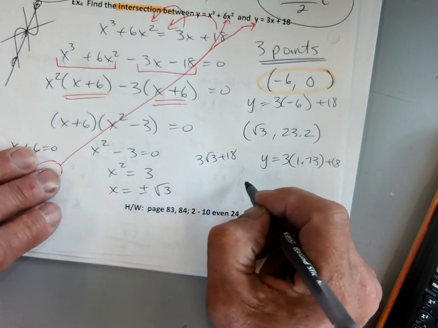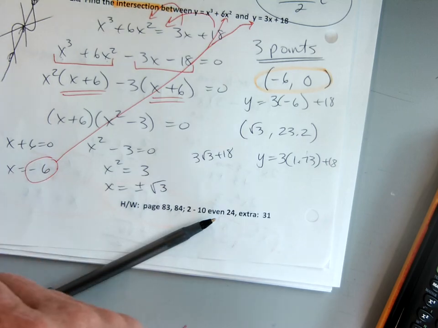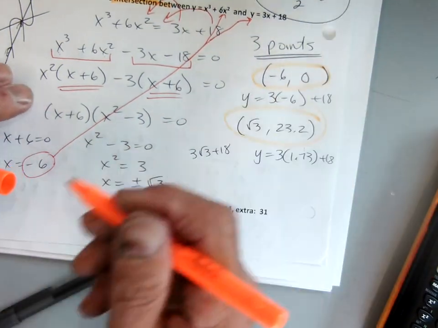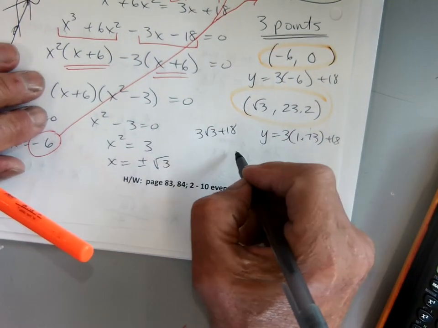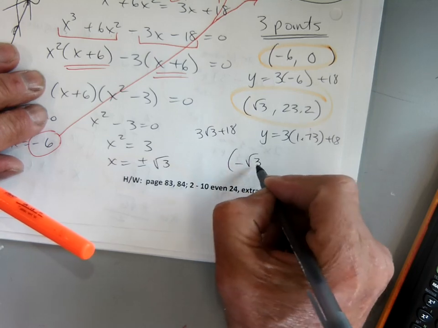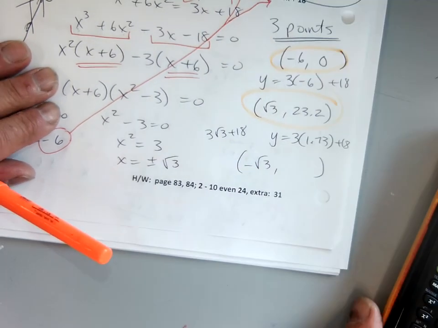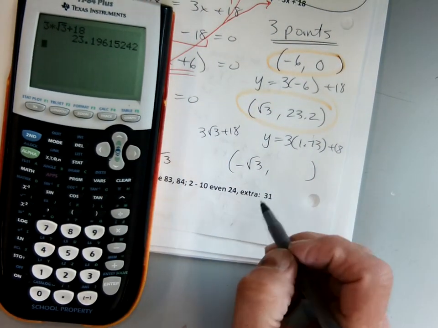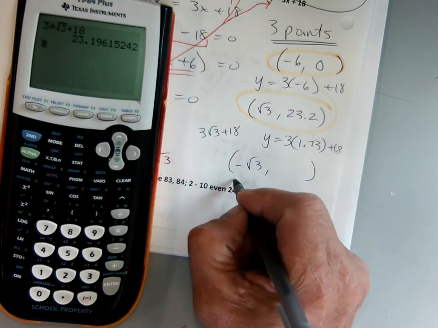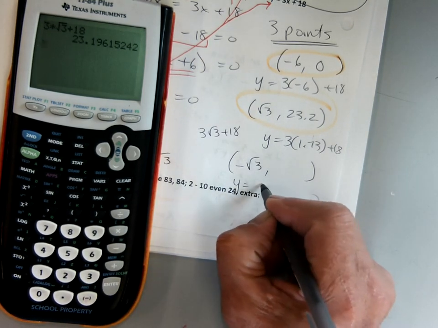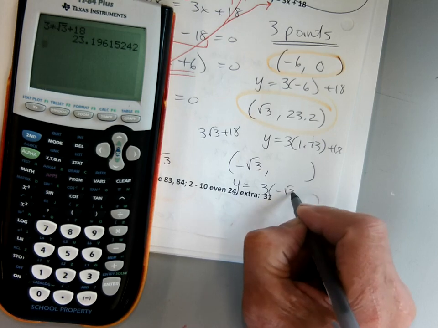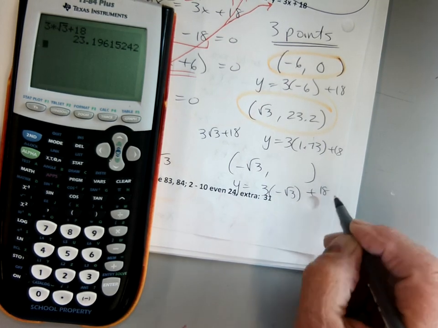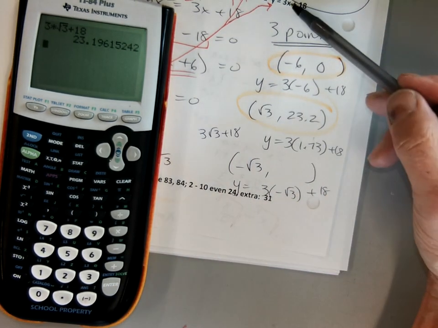And that's my second point. The other is my negative square root of 3, comma, something. And again, I'm going to use a calculator, right? So I'm going to plug that in. I'm going to go y equals 3 times my negative square root of 3 plus 18 to get that answer. I'm just plugging it into here.